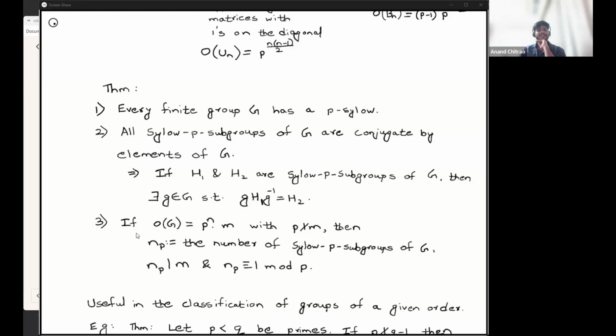You factorize 99 as 3 square times 11. Look at a Sylow 11-subgroup. Try to compute the number of Sylow 11-subgroups and whatnot. When you want to classify groups of order 99, then definitely you need all of these.